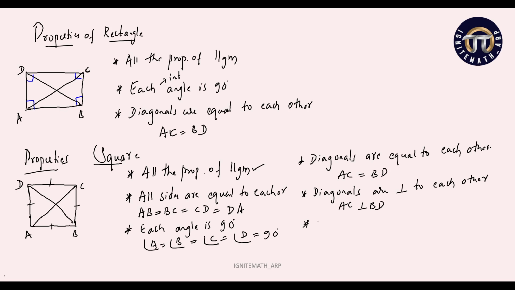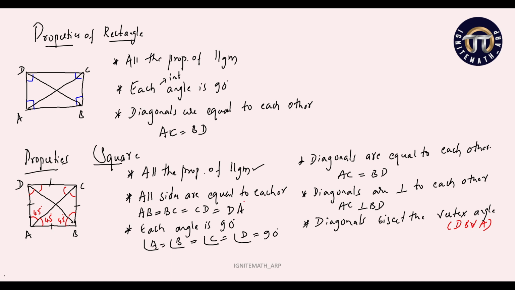The other property is diagonals bisect the vertex angle. In the sense, each angle here, I know it is 90 degrees. Since it is getting bisected, each angle is 45, 45. This is also 45. This is also 45. Everywhere it is 45 degrees, because diagonals bisect the vertex angle.